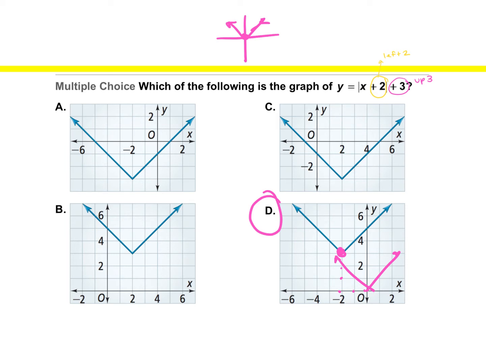So the pink is where it would originally be. Yeah, the starting point is the pink one. The blue one is where it is supposed to be now. Okay. So that blue one goes to the left 2, and then up 3.